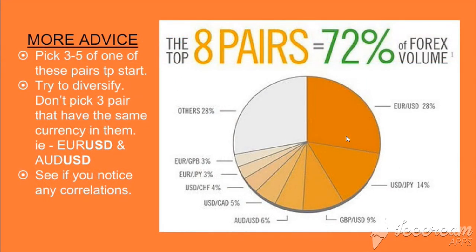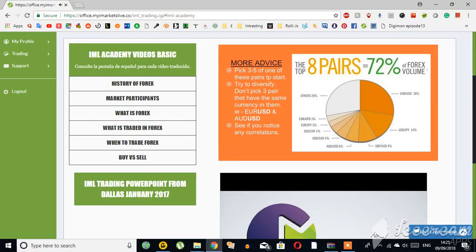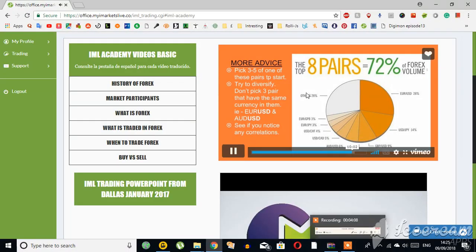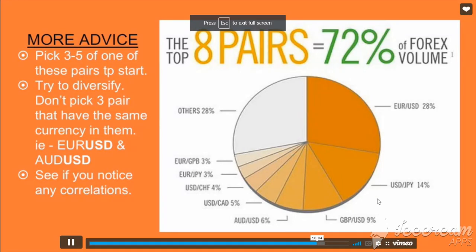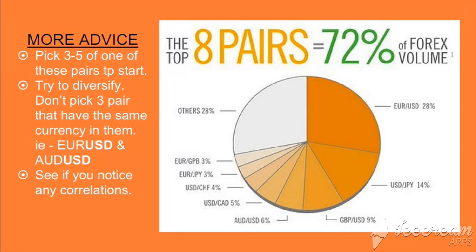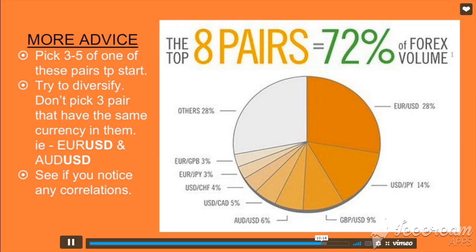Here's a graph of some of the top 8 pairs. I would pick one of these. These are just suggestions. Obviously, you can go with some more aggressive pairs if you like, but for a starter, this is what I would suggest that you pick. Pick from any of these pairs. As you see, these are the top pairs. You can't go wrong with that.